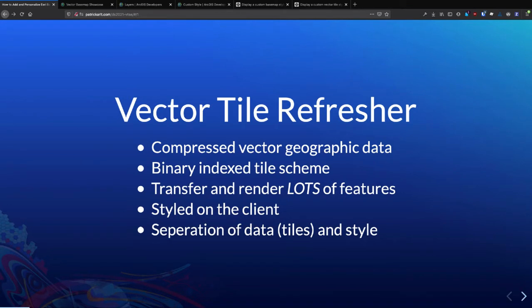Before we get started, I wanted to just do a general refresher on how the base maps are structured and why they're structured the way they are. So the base maps are done as vector tiles, which compresses all the geographic data, and that gets sent over the wire in a tile scheme. And it allows us to transfer and render lots and lots of stuff very, very quickly.